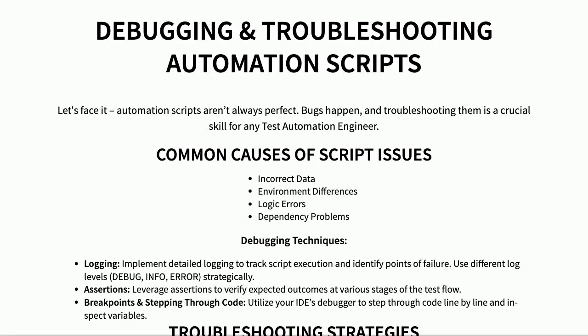Okay, let's talk about tackling those tricky bugs in our automation scripts. It's totally normal for things to go wrong. We'll cover some of the most common reasons why your tests might fail, like using incorrect data, differences between environments, or simple logic mistakes. Then we'll look at how to actually find and fix these problems.